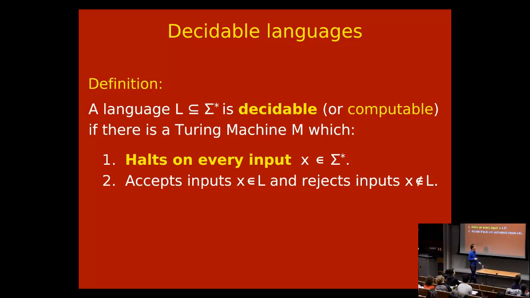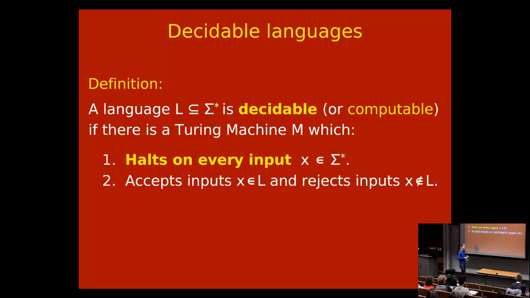So a language L is decidable, or sometimes you can say computable. It's the same thing. If there's a Turing machine M, or in your head informally just think if there's an algorithm M, with two properties. The one key property is it has to be a decider TM. It has to halt on every single input. It should never get into an infinite loop. And it's supposed to correctly decide if a string is in the language L. So it should accept all the strings that are in the language and reject all the strings that are not in the language. And that's what it means for a language to be decidable or computable.